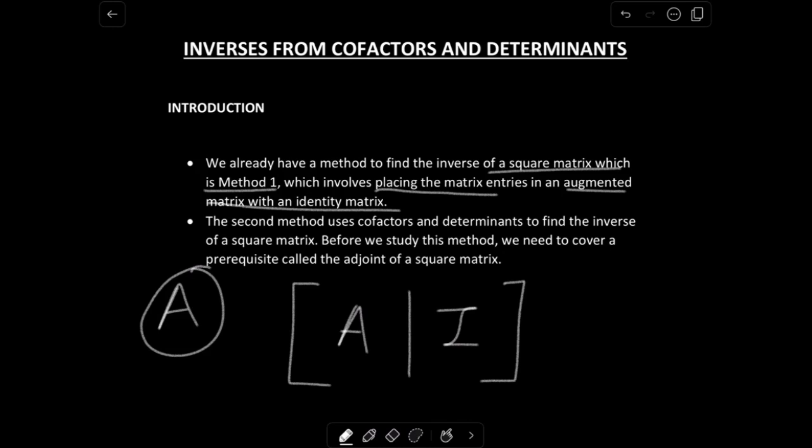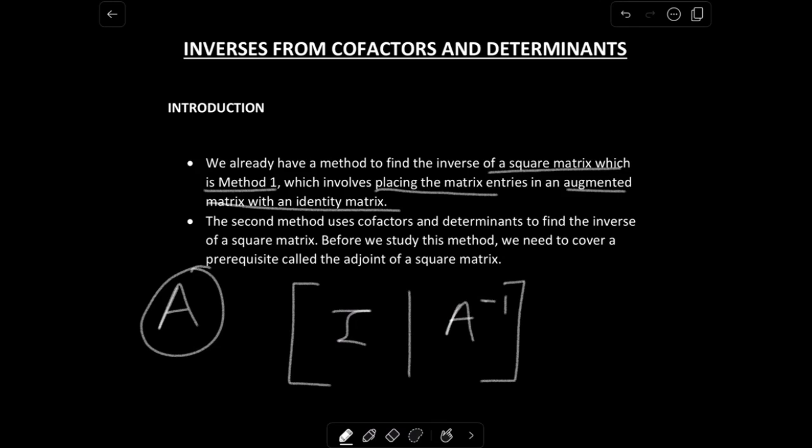What you'd then do in method 1 is try to transform that into an identity matrix using row operations. Once you've done that, once there is an identity matrix on the left-hand side of the vertical line, you would have the inverse matrix on the right-hand side. So that was method 1. It was really easy to understand, and even though it was easy, it did take a little bit of time, but again, it was an easy method to apply.